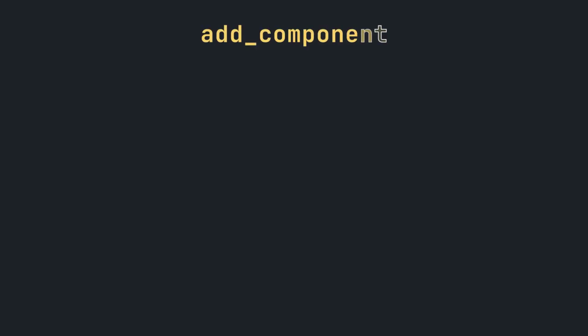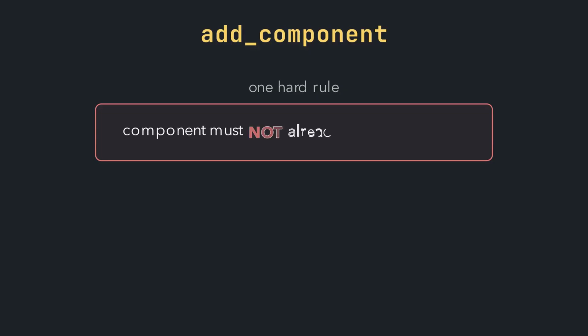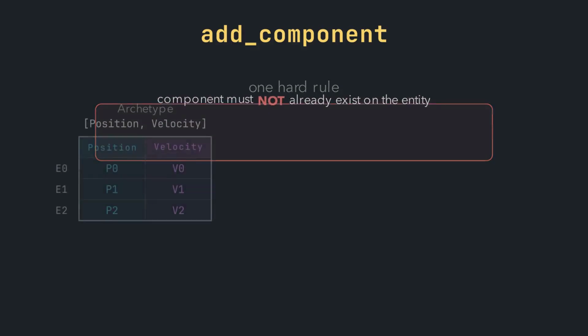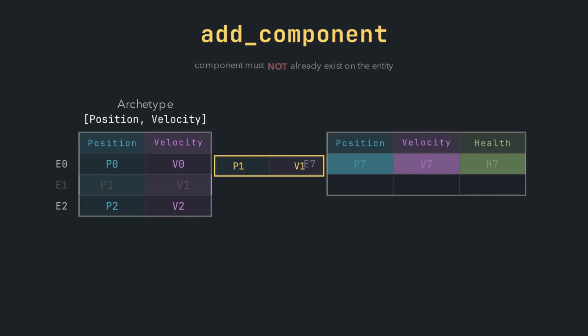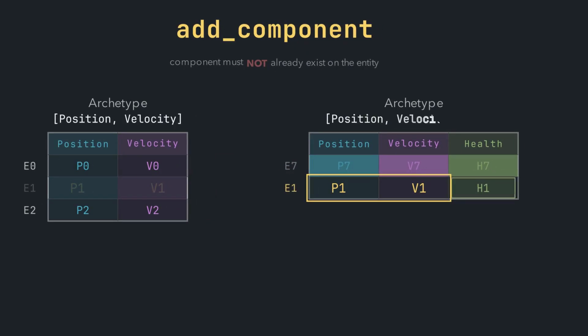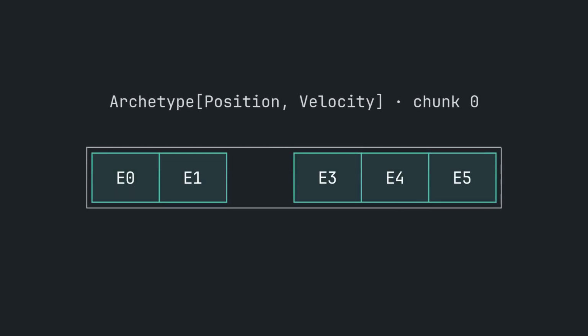Let's start with add. Add in my library has one hard rule. The component you're adding must not already exist on that entity. If it doesn't, here's what happens under the hood. The entity's full row of data gets copied out of its current chunk and into a chunk in the target archetype, the archetype matching the old component set plus the new component. Once that row is gone, the slot it left behind in the old chunk is empty, and an empty slot in the middle of a packed chunk is exactly the situation you don't want.